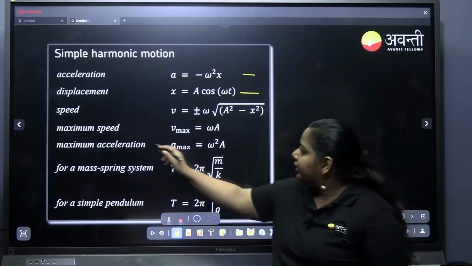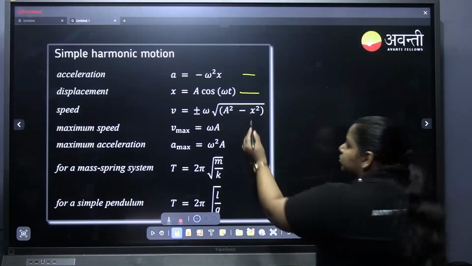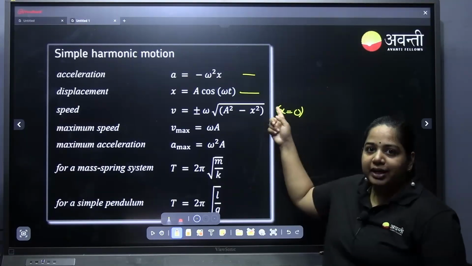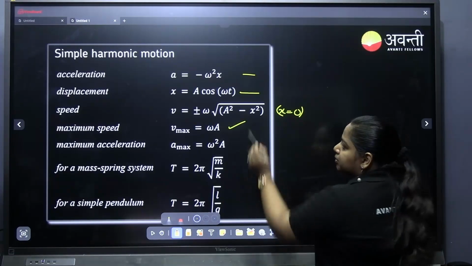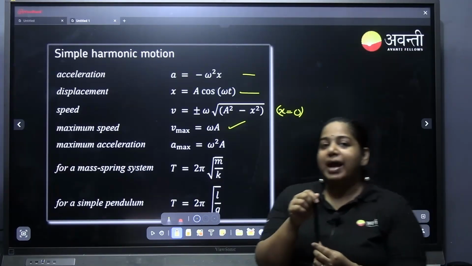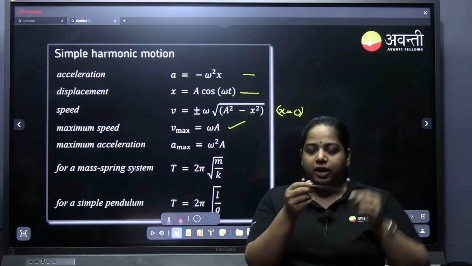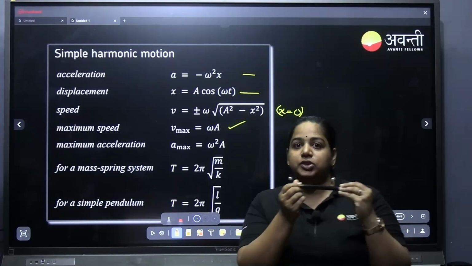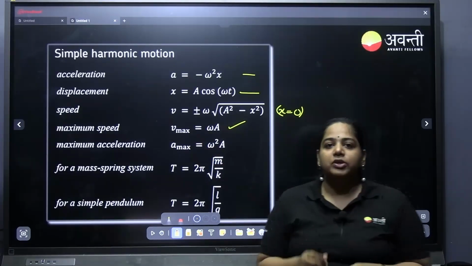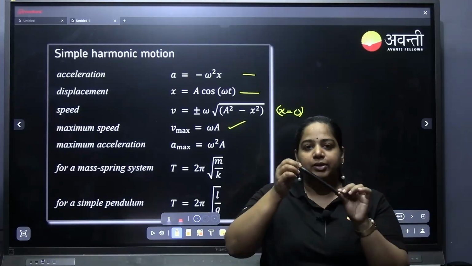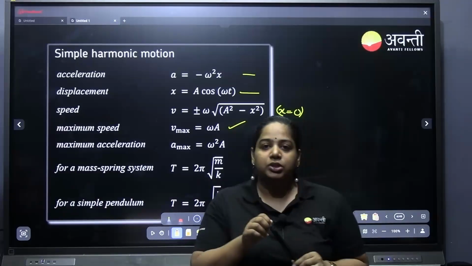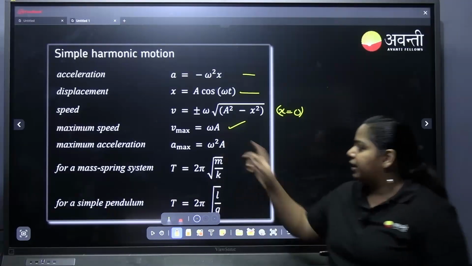Maximum speed will happen when x equal to 0, right? If I substitute x equal to 0, I will get maximum speed, that is omega a, which means at the mean position maximum velocity will be there. At extreme position x equal to a, if I substitute that, velocity equal to 0. So at extreme position velocity is 0, this end and this end, and exactly in the middle, the mean position, velocity is maximum, that is omega a.